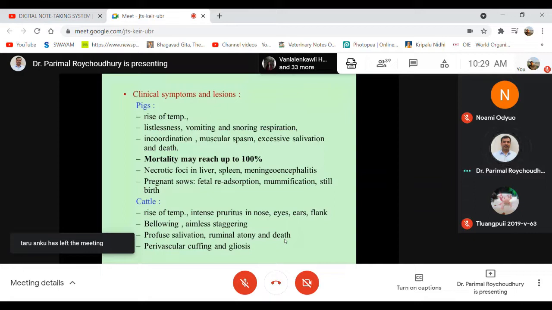Clinical symptoms in pigs: obviously the first symptom is the high rise of temperature, then respiratory signs and symptoms, and nervous symptoms, excessive salivation, muscular spasm, incoordination. Basically, we see it in the piglets, not in the adult. Necrotic foci in liver and spleen, meningitis, encephalitis. These are the different conditions that we could record.